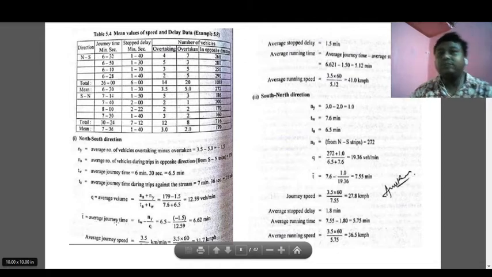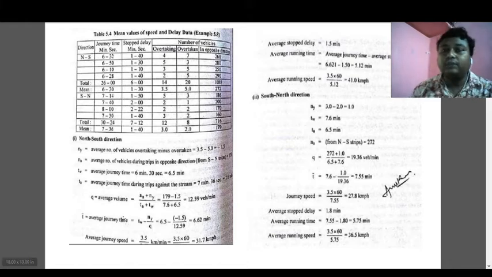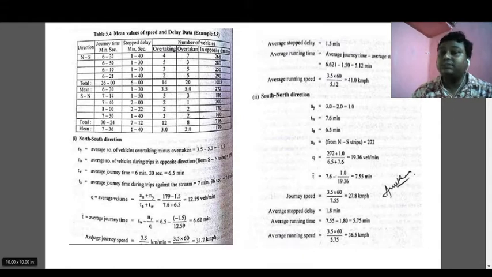Now the question is, you have to find out the average journey speed. So how can we calculate the journey speed? You know the value of time, you know the distance. Distance is already given in the question paper, that is 3.5 kilometer. From that you can find out the average journey speed. It is 31.7 kilometer per hour. Okay, so from this way you can find out the average journey speed. Next is the running speed.